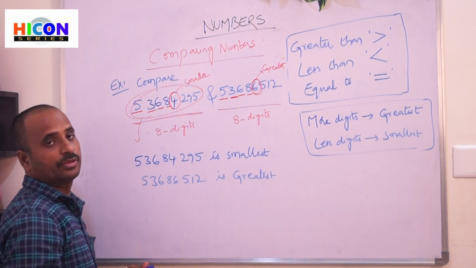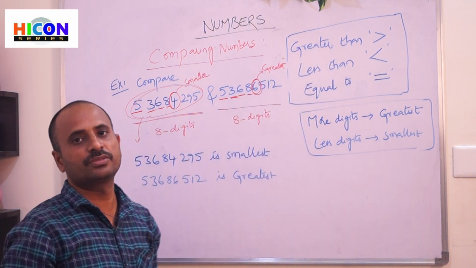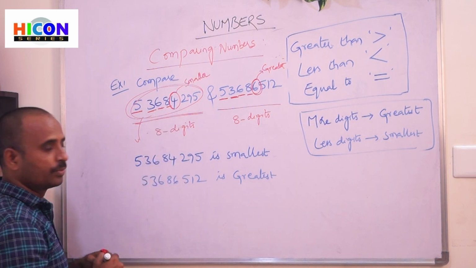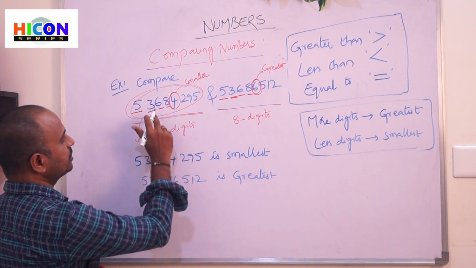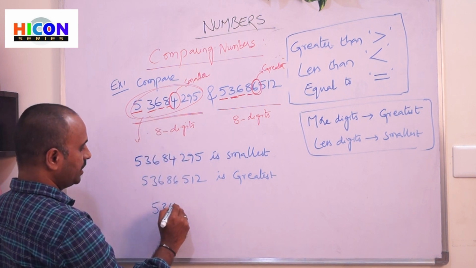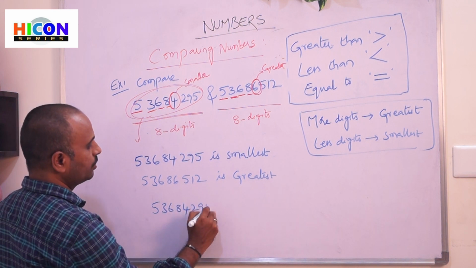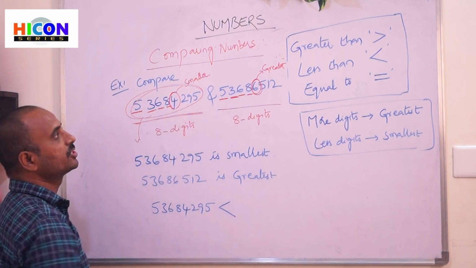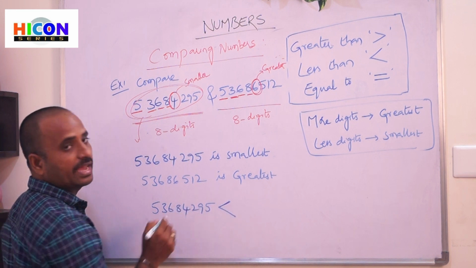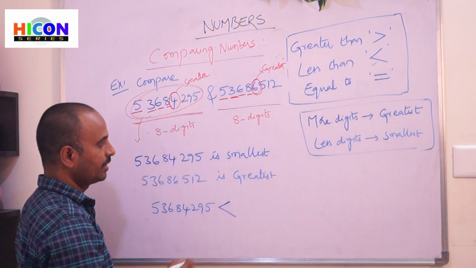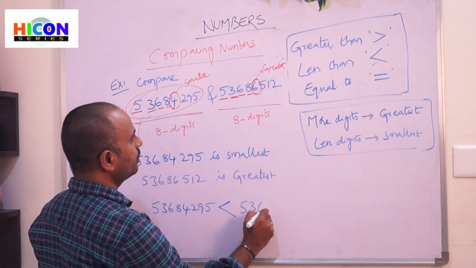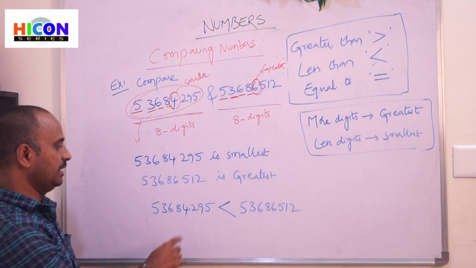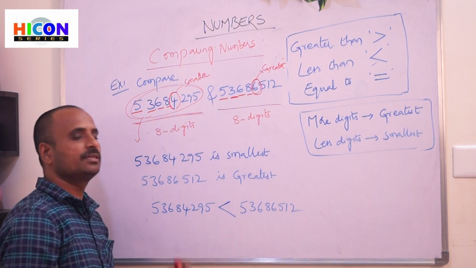So we can compare these numbers by using these symbols also. Since the first number is the smallest number, we have to put the less than symbol. Here the first number is 5 crores 36 lakhs 84,295, which is less than, because the first number is the smallest number. That's why we have to keep the less than symbol, and write the second number: 5 crore 36 lakhs 86,512. So since the first number is the smallest, keep the less than symbol between them.